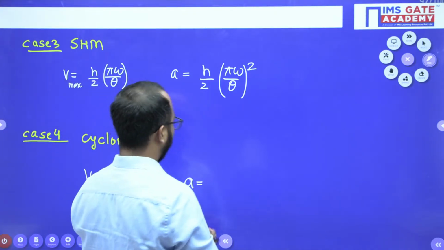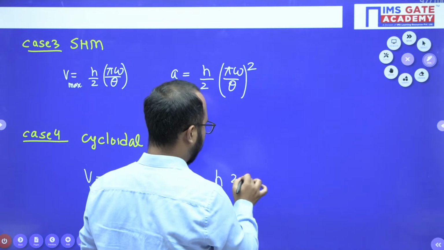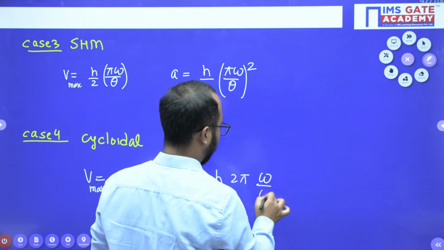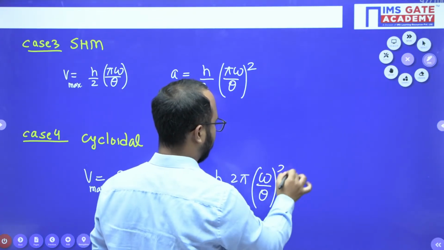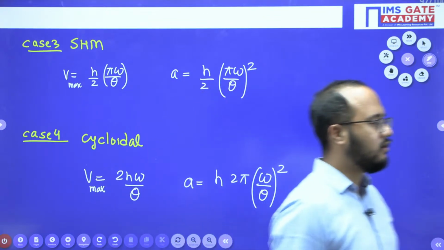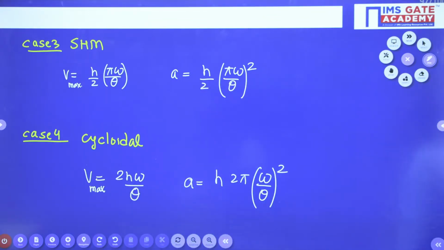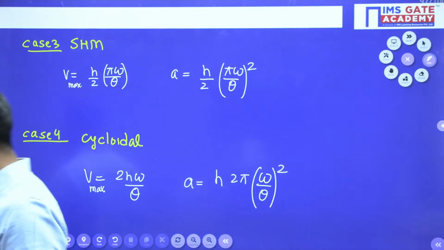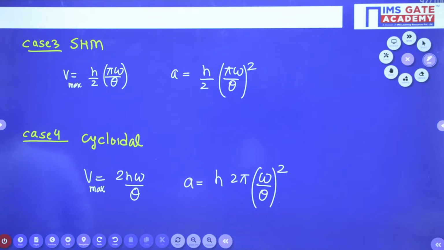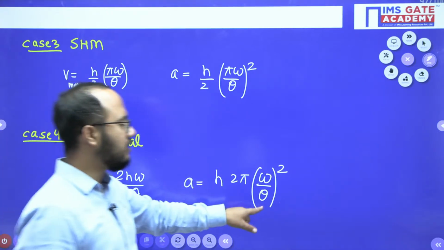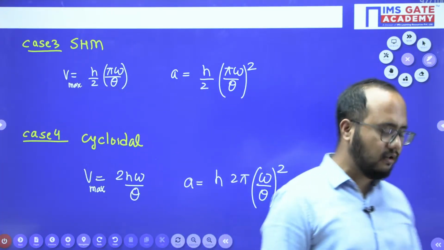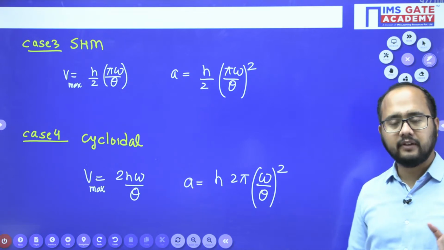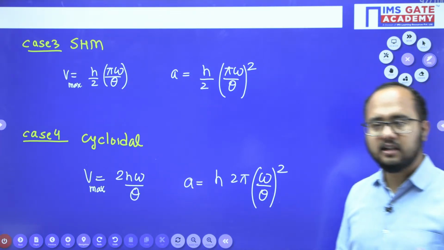Right, so here the formula you can write like this: omega by theta square, h into 2 pi omega by theta whole square. Okay, any doubts? Right, theta you can place for the angle of ascent, angle of descent also. It depends whether they are talking about ascent or descent.